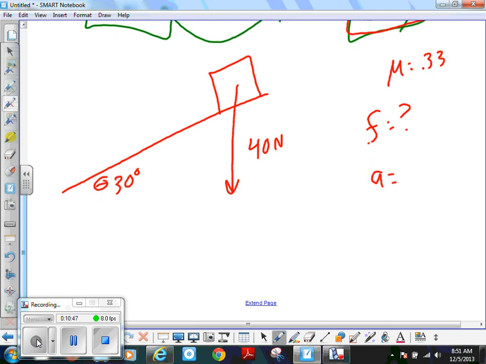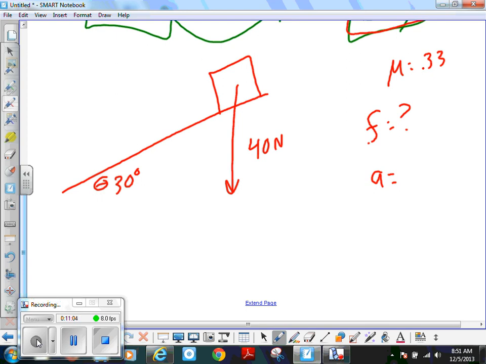Now I will tell you with most items, as they go from a static friction, which means it's actually not moving, to a kinetic friction, the mu changes.